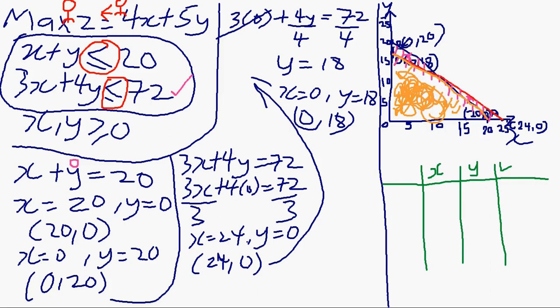Then the max Z was 4x plus 5y, in the feasibility region. Is it 4x plus 5y or 4x plus y? 5y. Thank you. Okay.